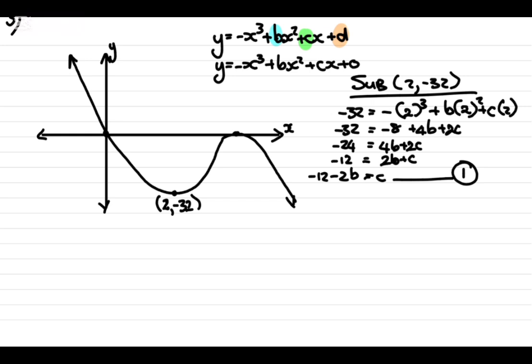I've got some sort of equation, so I need to find another equation. This is obviously the more difficult part. Okay, so what do we know? We do know that this is the turning point, this 2 and minus 32.